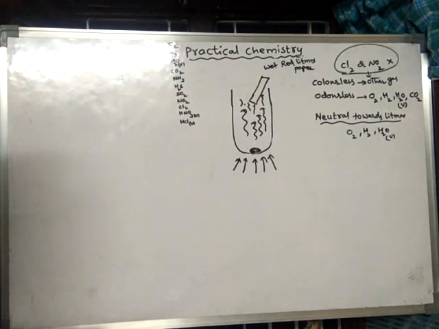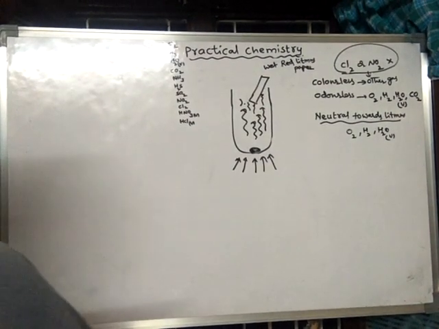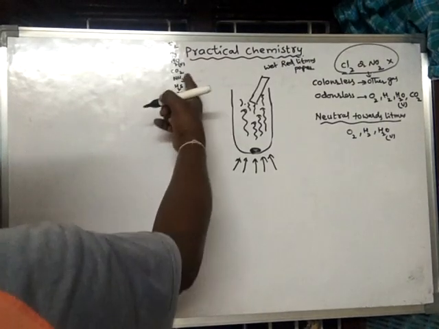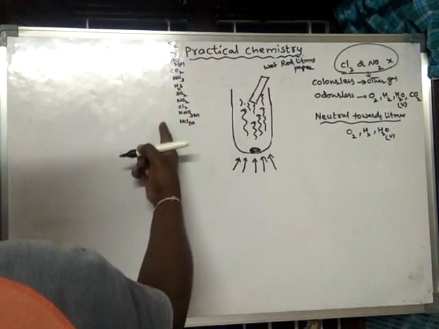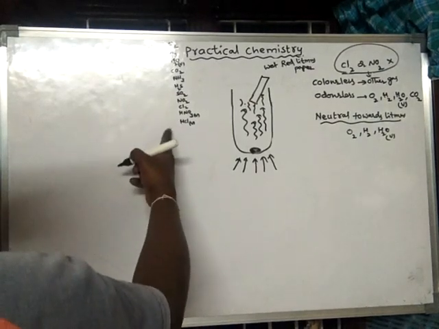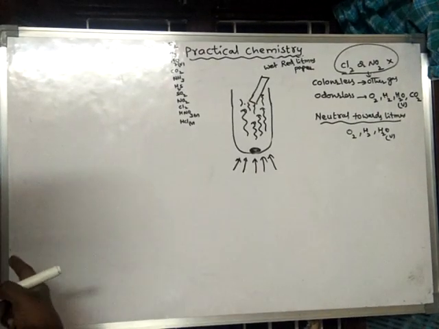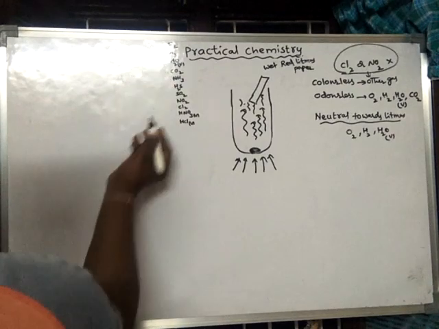So these are the 11 gases whose properties and behavior we learn, and how to identify these gases we will learn in practical chemistry.